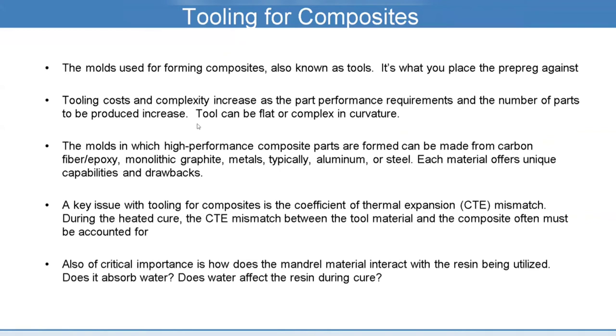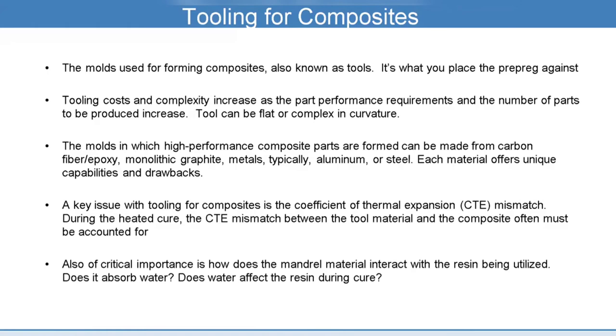The tools that are used for composites, the molds used for composites, are also known as tools. And that's what we're going to place the prepreg against. So if I'm making a surfboard that's curved, I want a tooling that's curved. Because when I lay down my prepreg, it needs to follow that contour so that when I put it in the autoclave under vacuum conditions, it can conform to that tooling. And you can see how vacuum back there could be very useful. It'll push the laminate into the tooling, which is very, very advantageous.